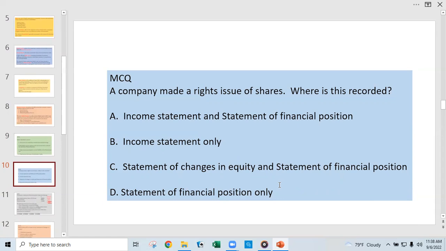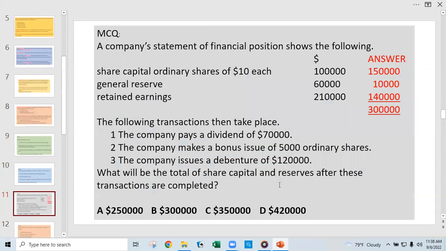Now, let's look at the next MCQ. A company's statement of financial position shows the following. Share capital of ordinary shares of 10 each is 100,000. General reserve 60,000. Retained earnings 210,000. The following transactions have taken place. 1. The company pays a dividend of 70,000. Look at the answer. The retained earnings will come down by 70,000, leaving a balance of 140,000.